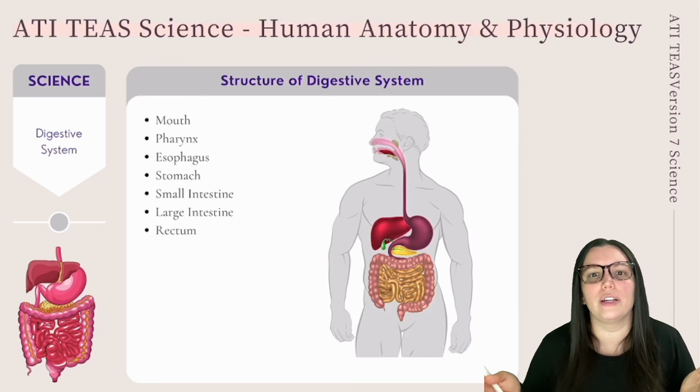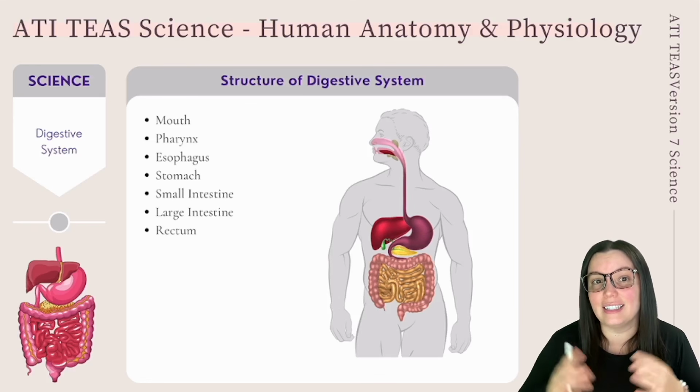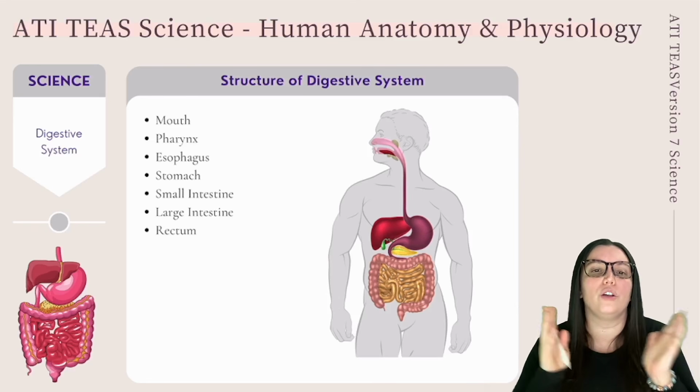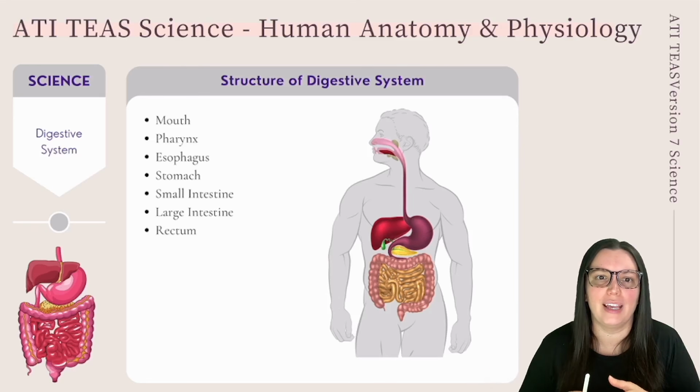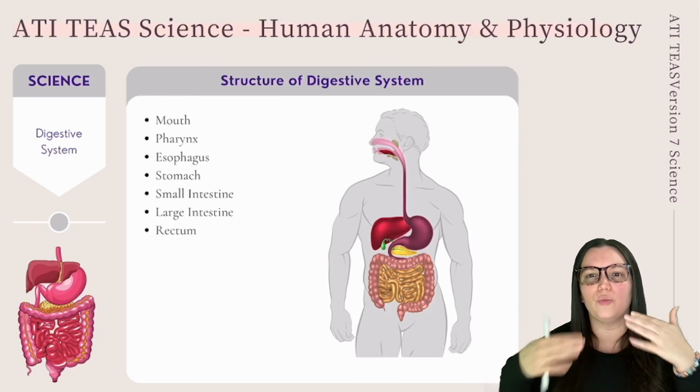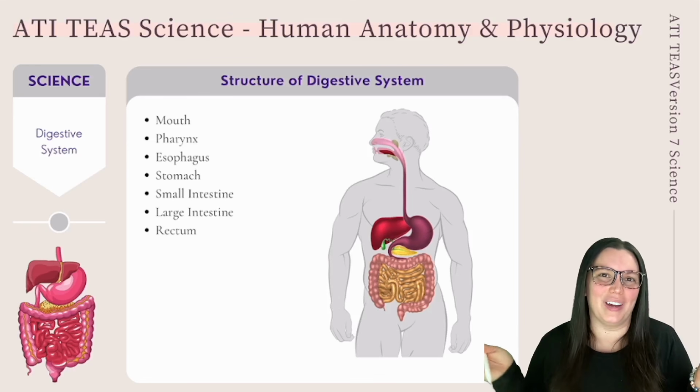The accessory organs include your teeth, your tongue, your salivary glands, liver, gallbladder, as well as your pancreas. They all work together to help with the digestion of food. These organs help break down those smaller pieces in the body and also help absorb nutrients along the way.